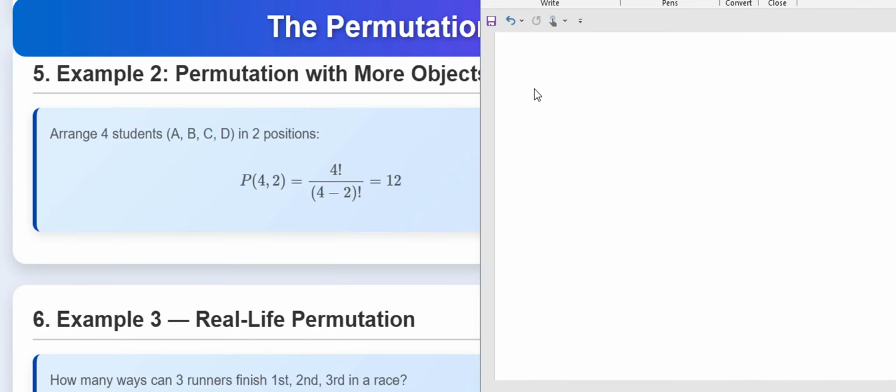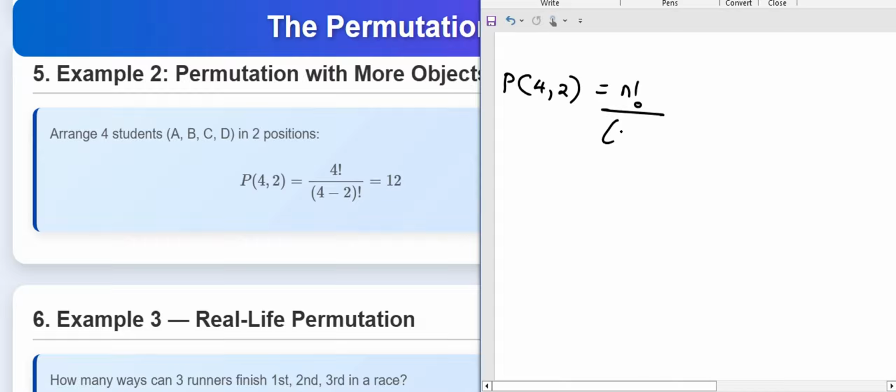Can we try another example? Somebody is telling you to arrange 4 students, A, B, C, D, in 2 positions. Meaning, in this case, our n, which is the total number of students, is 4, but we only want to arrange 2 out of the 4. Then it's given by n factorial all over (n minus r) factorial, which means n factorial is 4 factorial because it's the total number of students, divided by n, which is 4, minus r, which is 2.